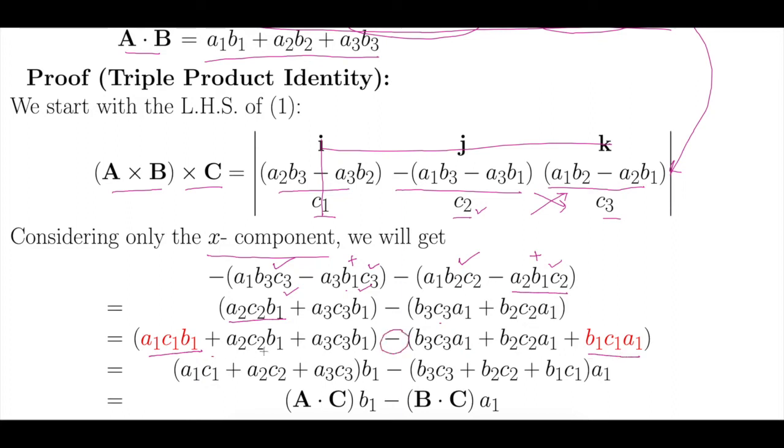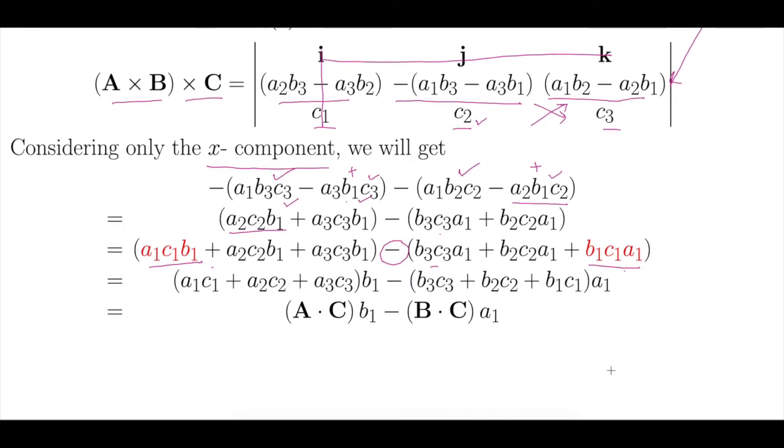So if I add something here and add the same thing here, the expression will not change. Okay, so now I can take the B1 outside from here. So I can say A1 C1 plus A2 C2 plus A3 C3, and over here I can say B3 C3 plus B2 C2 plus B1 C1, and then A1 is outside. Now you can appreciate that this whole thing is equal to the scalar product of A and C, and this whole thing is equal to the scalar product of B and C. Okay, so then what does this prove?